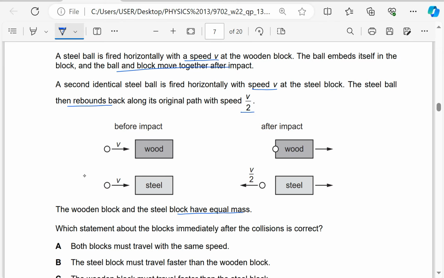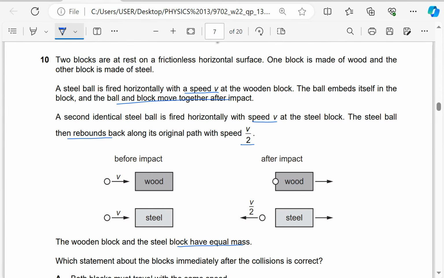Which statement about the blocks immediately after the collision is correct? Starting from the first part, the momentum before impact is going to be m times v. Then the momentum after impact, let capital M be the mass of the wooden block and small m the mass of the ball. So after impact, we have the mass of the ball plus the mass of the wooden block.